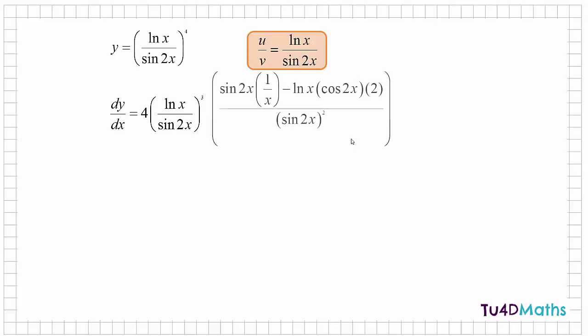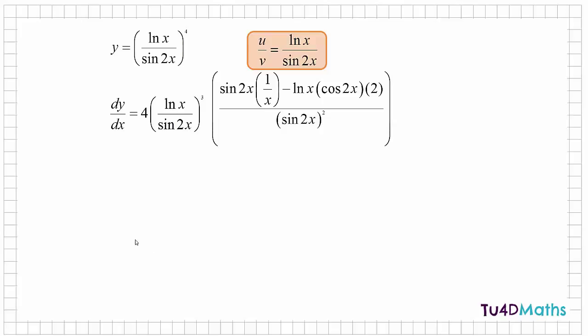So we could use the quotient rule, which is v times du/dx, so it's the bottom, sine 2x, times the top differentiated. So differentiate log of x, we get 1 over x, minus u, which is the top, the log of x, times the bottom differentiated. Now when we differentiate sine of 2x, we get cos of 2x, and then we must differentiate the 2x, which gives us 2, and we divide the whole lot by v squared, or sine of 2x, all to be squared.